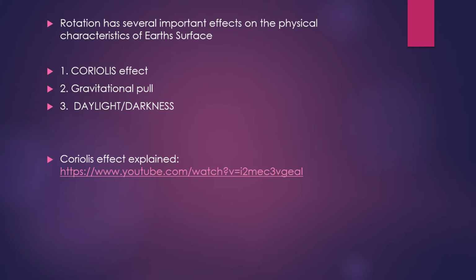Rotation has several important effects on the physical characteristics of Earth. Obviously, I just explained the Coriolis effect, plus your gravitational pull, and your daylight and darkness. That is our 24-hour rotation. It looks like the sun is rising and setting, but it's really not rising and setting.